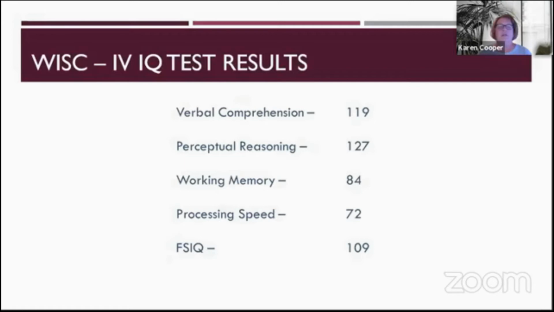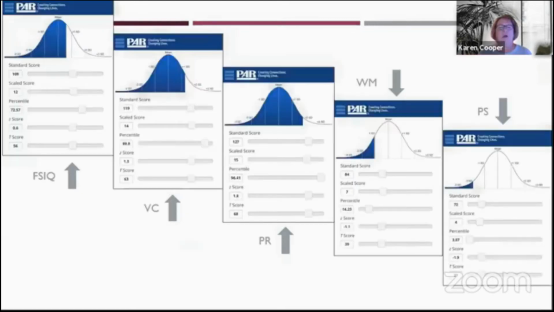His perceptual reasoning, which is his ability to reason using nonverbal, using visuals and things like that, was 127. His working memory was an 84, and working memory is the ability to hold information in the short term and manipulate that information. And his processing speed, how efficiently he processed information, was a 72. So I know for some people, these numbers are meaningless.